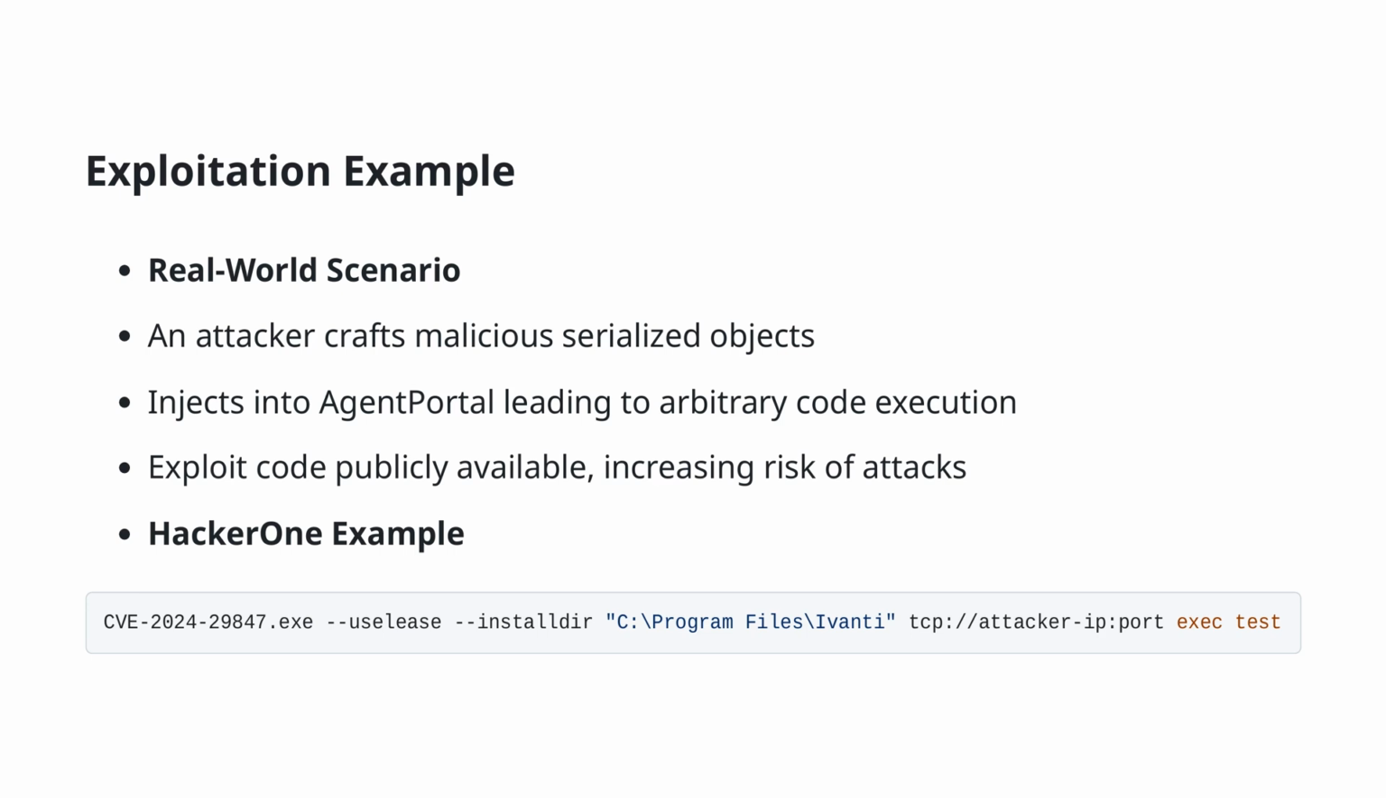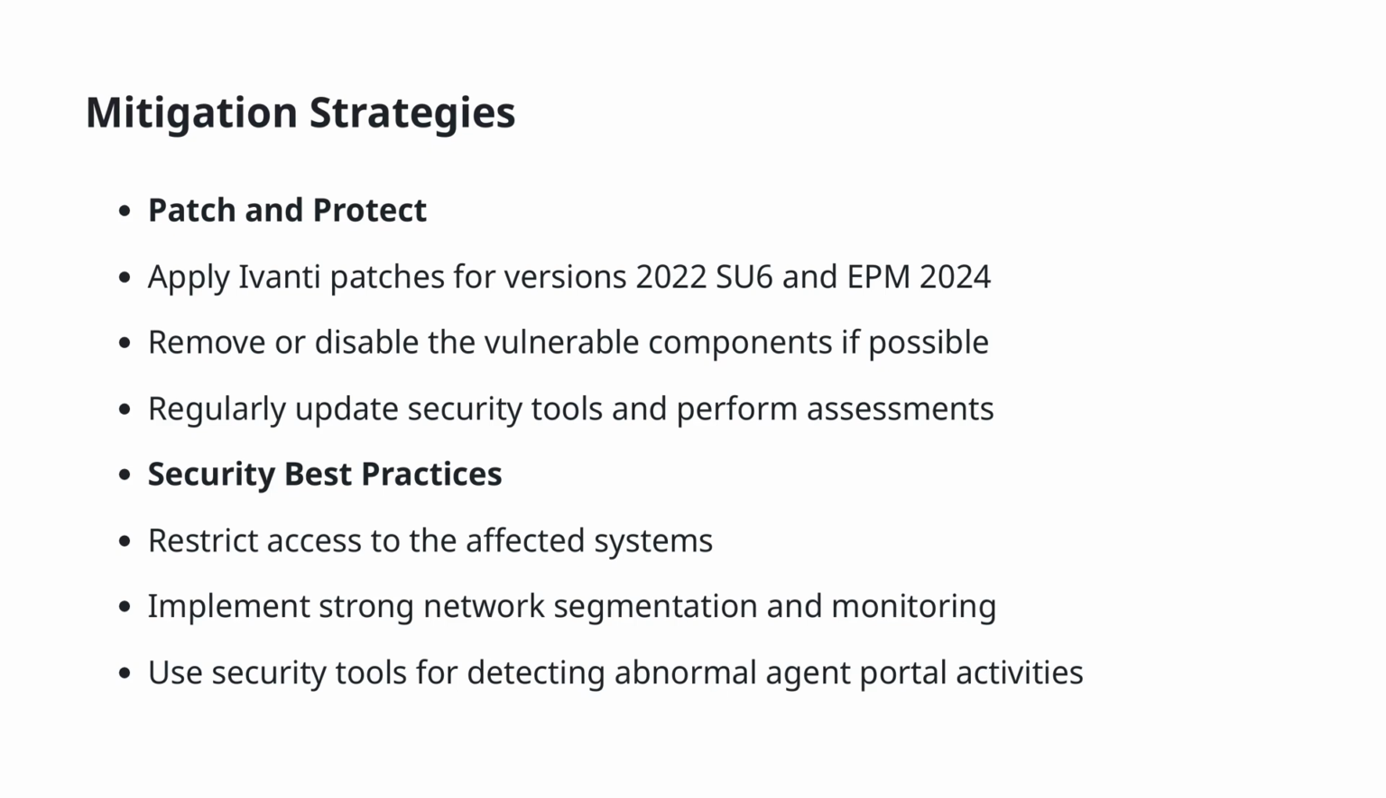This slide focuses on how to mitigate potential threats and vulnerabilities within the context of the exploitation example we've defined. Firstly, to patch and protect the system, it's recommended to apply Ivanti patches specifically for versions 2022 SU6 and EPM 2024. If feasible, removing or disabling the vulnerable components is a prudent step. Additionally, it's important to consistently update security tools and carry out regular assessments to ensure ongoing protection.